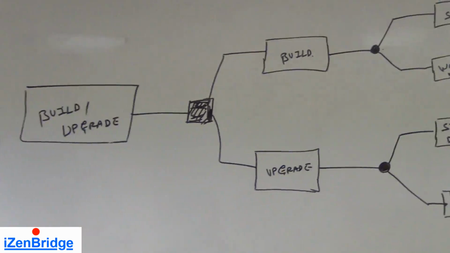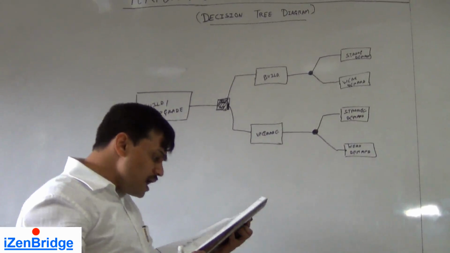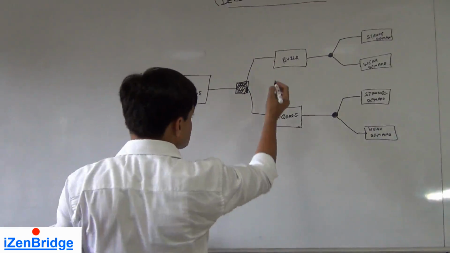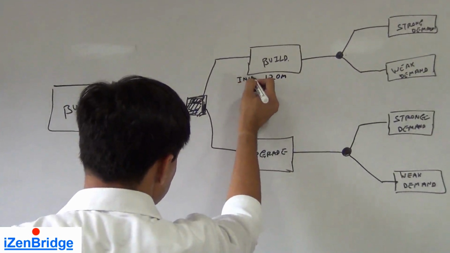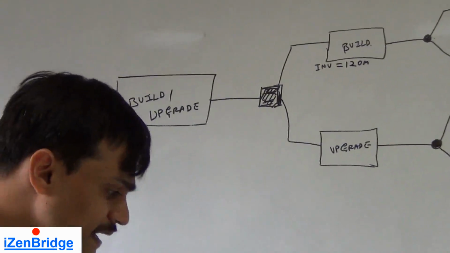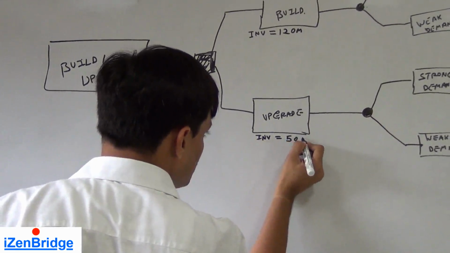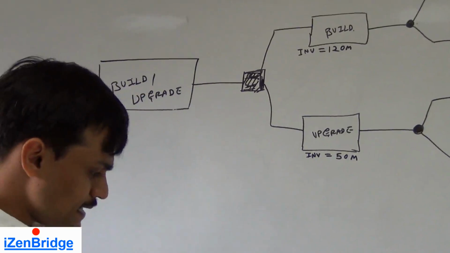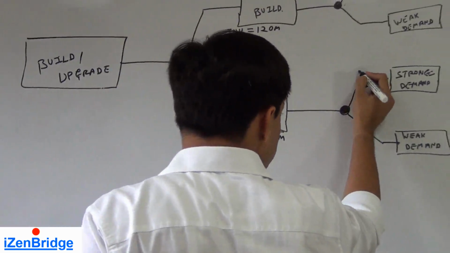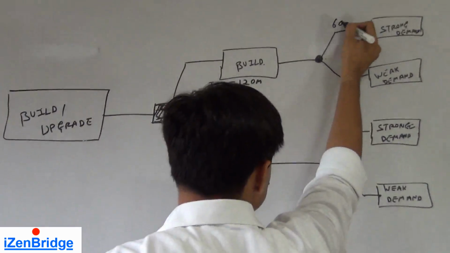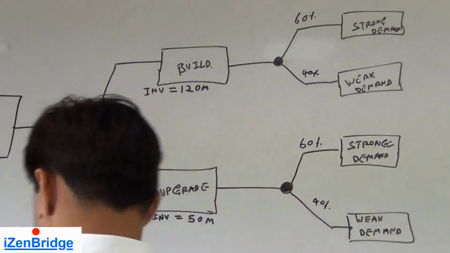Now let us look at the numbers which are given in PMBOK. It is saying that to build a new plant, you need to invest 120 million. This is an investment needed. To upgrade a plant, you need an investment of 50 million. It says the probability of a strong demand is 60%. So both these cases, 60%, 60%. And the probability of weak demand is 40%, 40%.